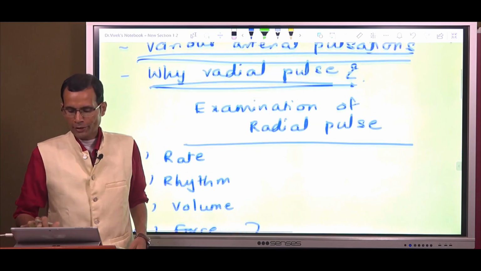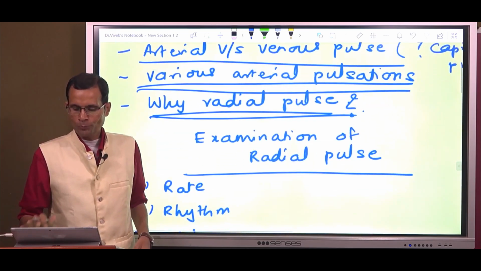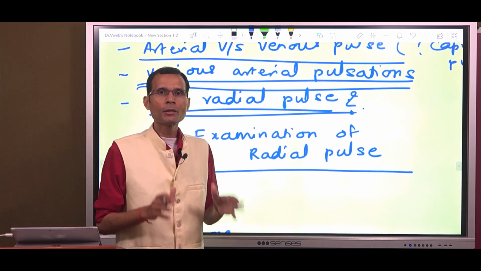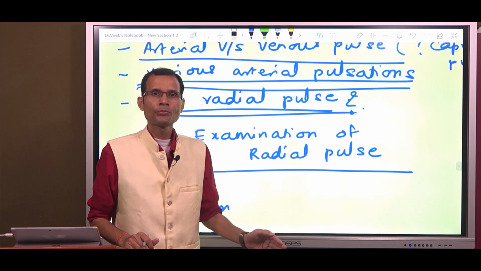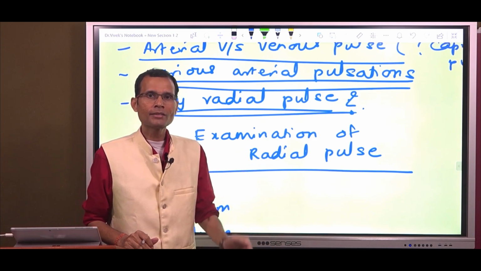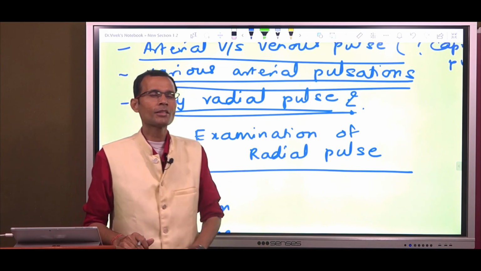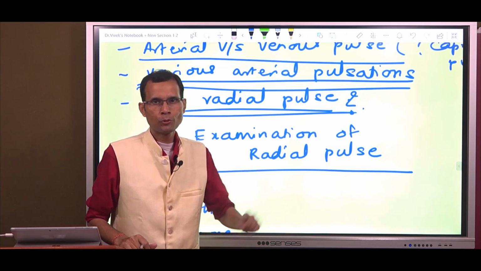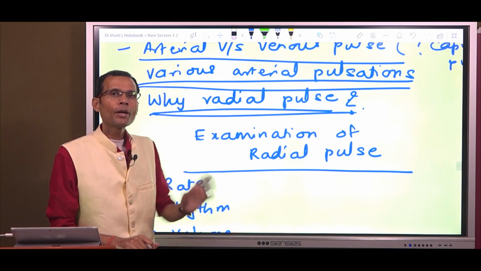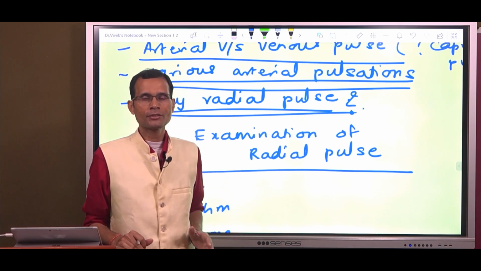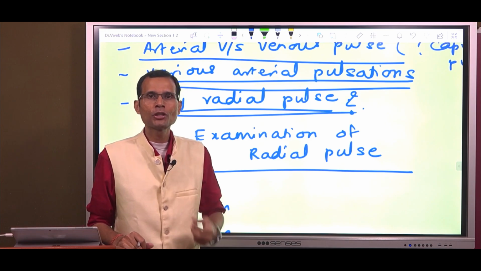So, having differentiated between the two, now we come to the arterial pulse. From now on, whenever we say pulse, it would essentially mean arterial pulse. Let me just add one more point before we start with this. When do you require venous pulsations to be checked? For example, the jugular venous pulse.